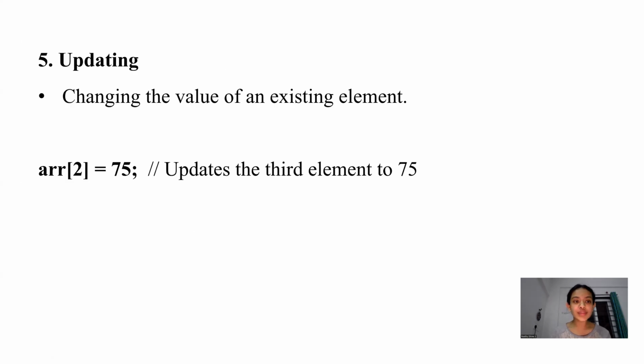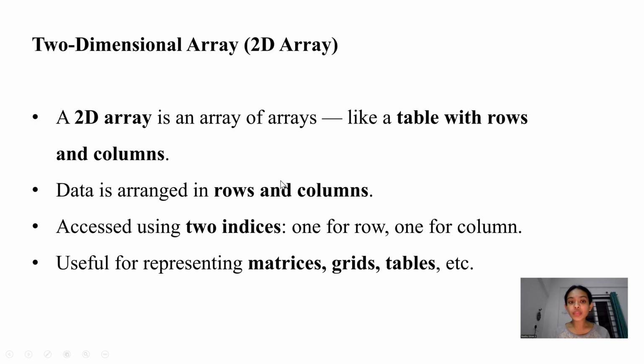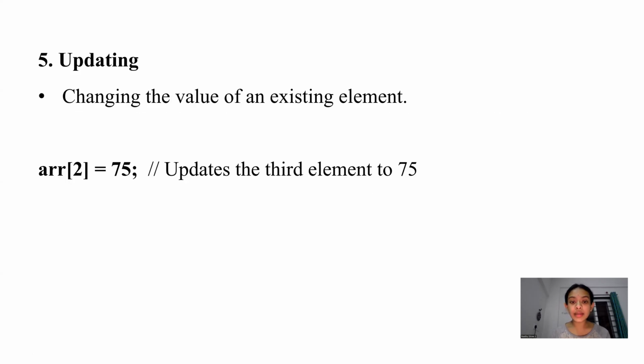That is searching. The next one is updating. What do you mean by updating? Updating means changing the value of an existing element. I'm going to update the value of the existing element. I can just use a simple statement like array[2] = 75, which updates the third element to 75. Why are they telling us it updates the third element to 75? Because array index starts with 0. So array[2] refers to the third element.